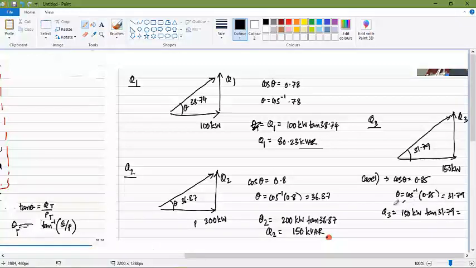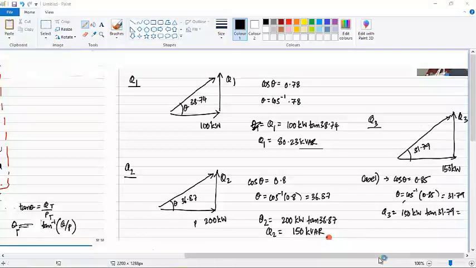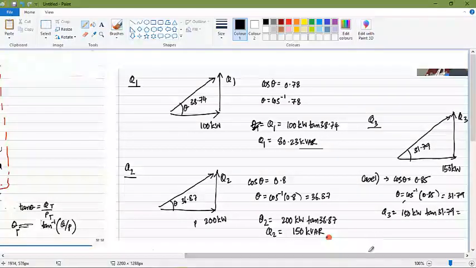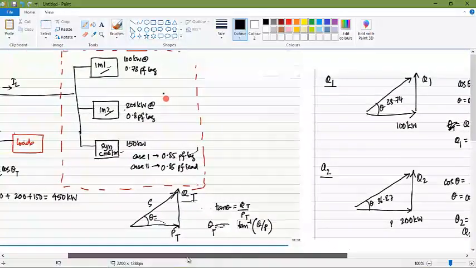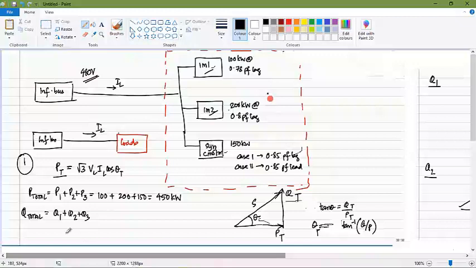So we can go ahead to find the reactive power Q3. Q3 will be 150 kilowatts tan 31.79, and with that we will get the reactive power for Q3. Now we can sum up all three reactive powers to get our total reactive power. The total reactive power will be equal to Q1 plus Q2 plus Q3.